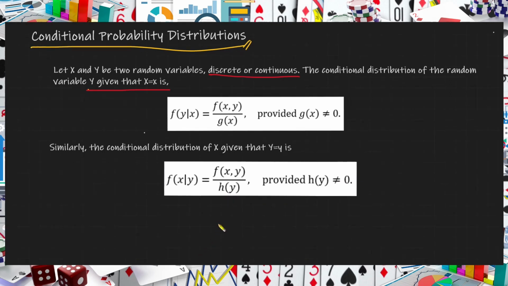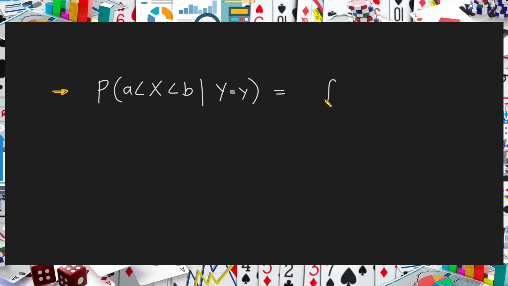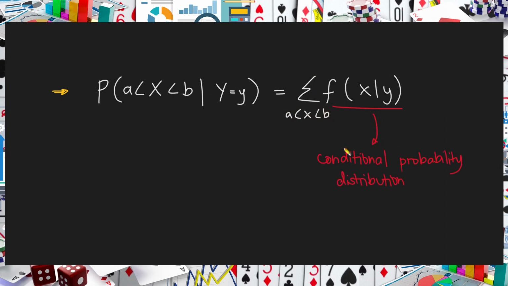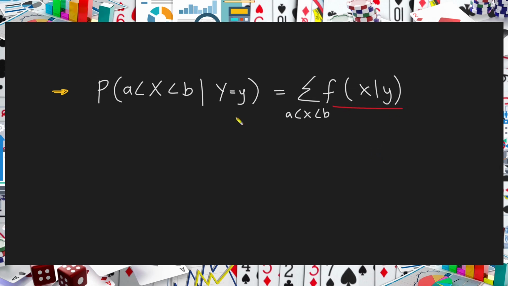Now, if we wish to obtain the probability that the discrete random variable X falls between an interval, let's say between a and b, given that the discrete random variable Y is equal to y, we can simply solve this by evaluating this equation. We have the probability of X having values between a and b, given that the value of Y is equal to y. We can solve this by simply summing the function f(x|y) over the values of x between a and b. This f(x|y) is our conditional probability distribution, as we have defined earlier. The summation we used here is only applicable for discrete random variables.